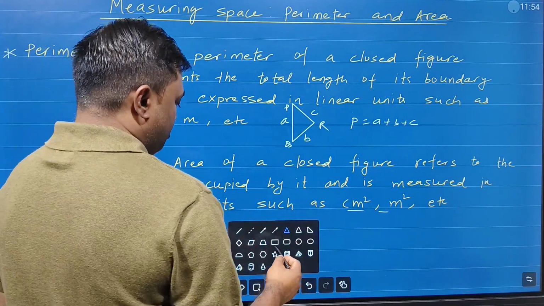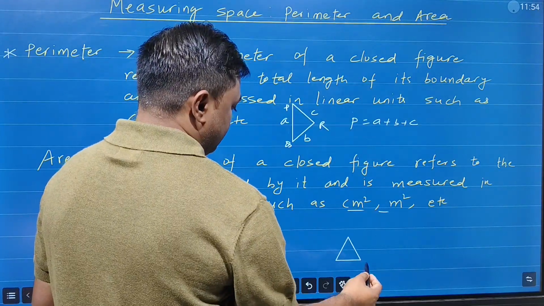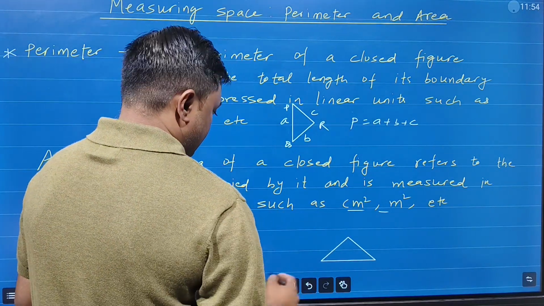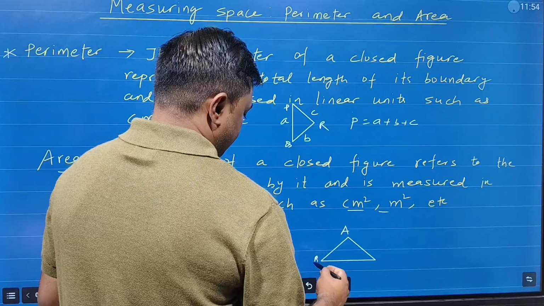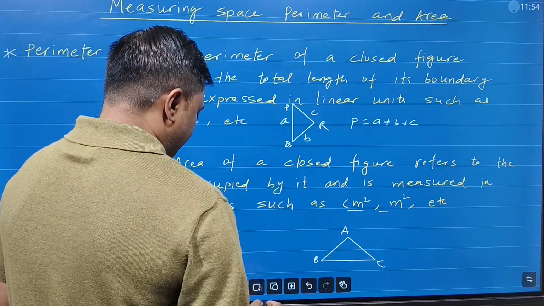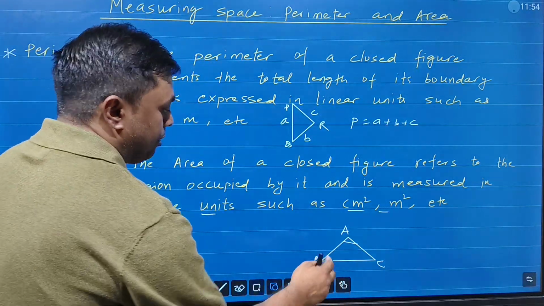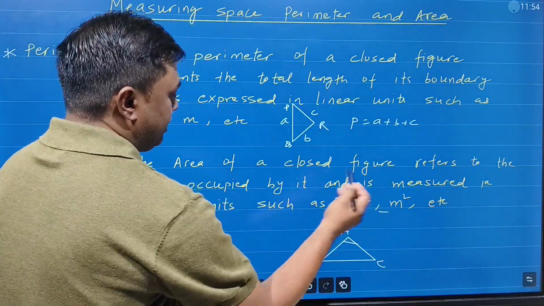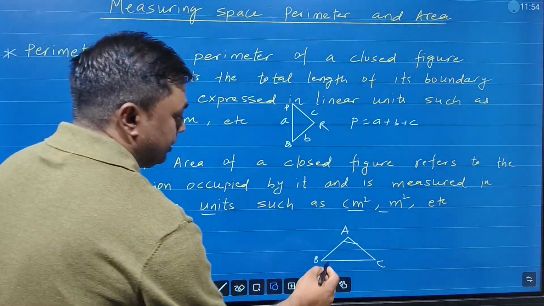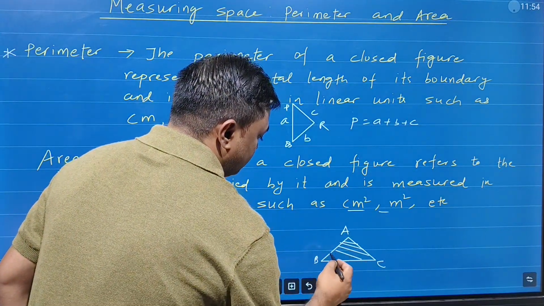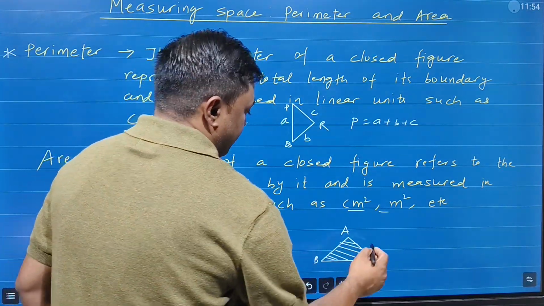Whereas when we talk about the area, suppose we consider the triangle ABC. So area means what? The region occupied by the boundary. It refers to the region occupied by it. So this is the region which is occupied right now. So this is the area. Am I clear?